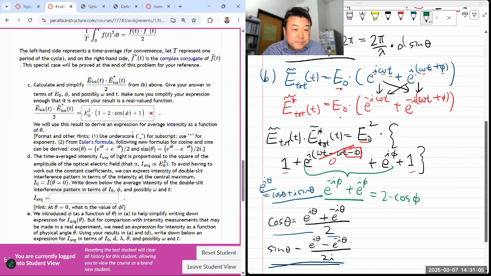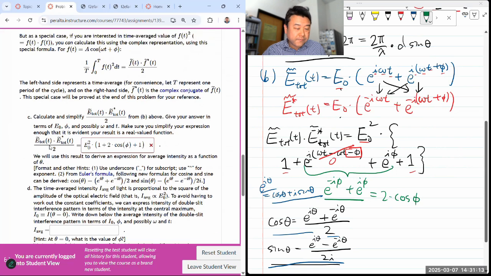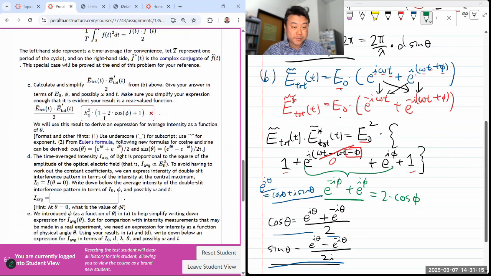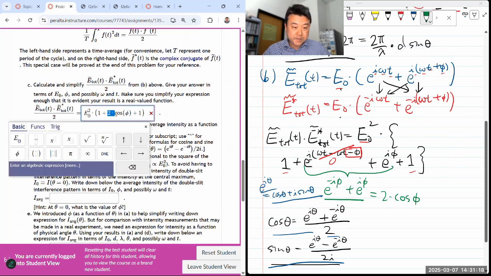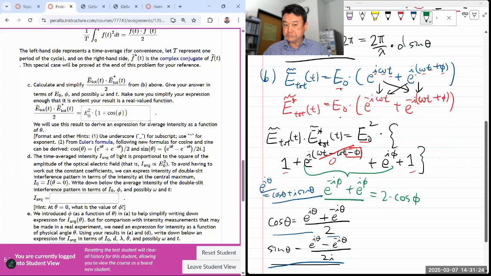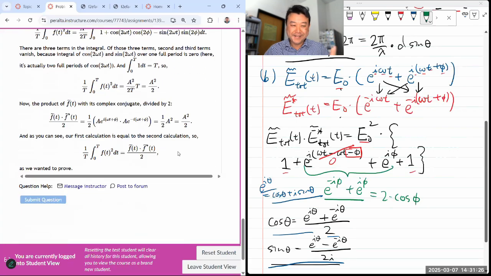What did I miss? Real valued function. Divide by 2. I forgot to divide by 2. So that'll get rid of this 2. And I had a 1 plus 1, 2. So dividing by 2 will get rid of 1. So, all right, now you should be right.